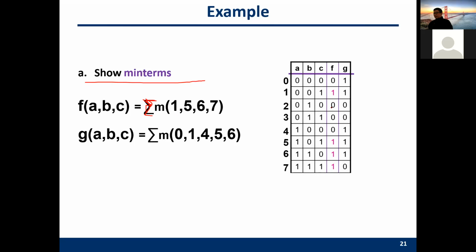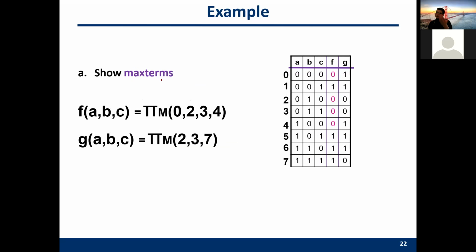The third row, no. Fourth row, no. Fifth row, no. Sixth row, yes. 5, okay, because although it's the 6th row, the index here is 5. And then the 7th row, 8th row, and then we list all the rows which can generate a 1 here. And then we can do the same thing for G. The first step is to show the minterms.